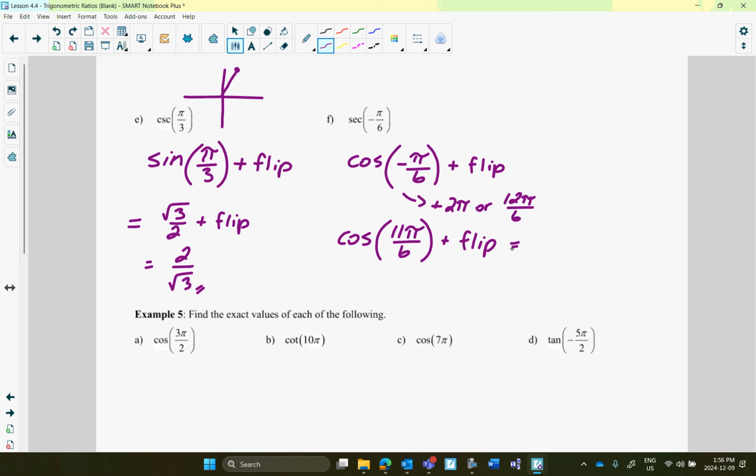So cosine 11 pi over 6. Well, 11 pi over 6 is here. Cosine is x. That's the higher value, so it's got to be √3 over 2. And flip. Once again, it works out to 2 over √3.